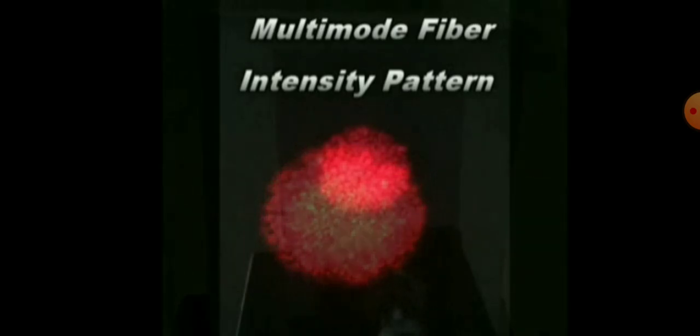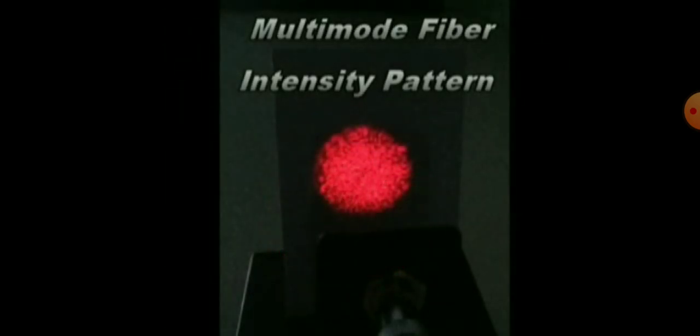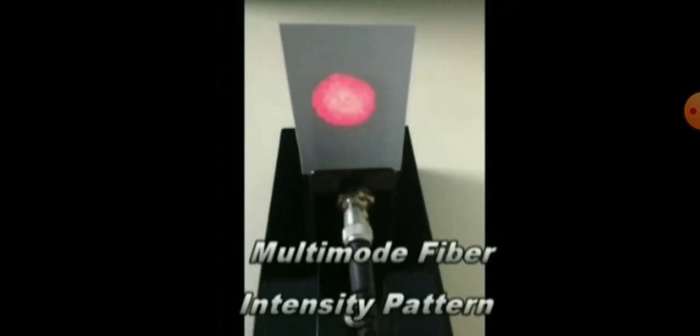This is our multimode fiber intensity pattern observed in the dark mode. You can see the variation of the intensity level depends on the variation of the multimode optical fiber cable. Again, if you touch or release the bending over the optical fiber cable, you can get the variation at the screen. This is our multimode fiber intensity pattern.